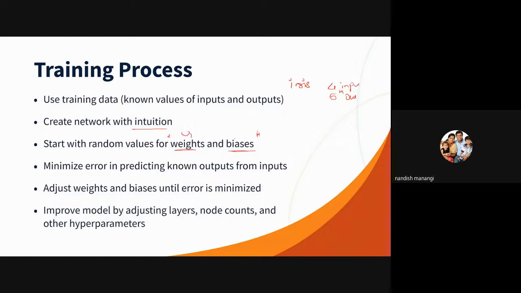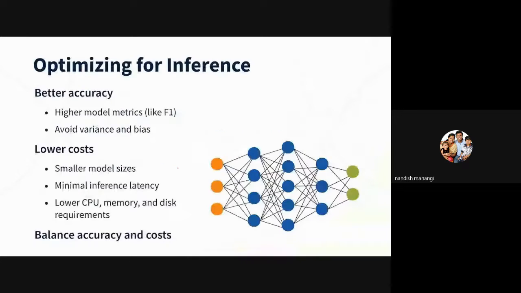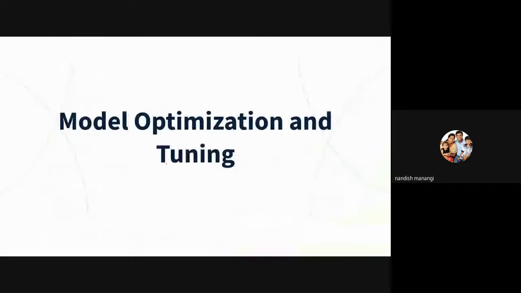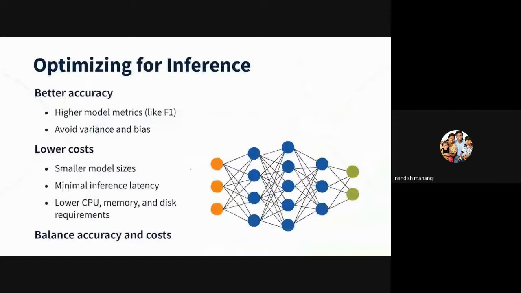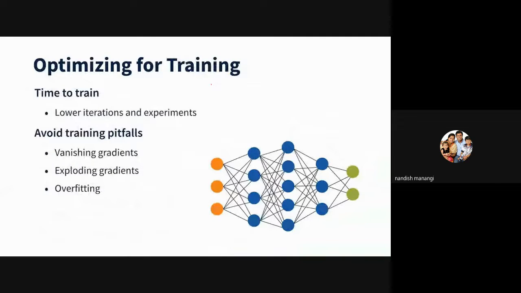Then minimize the error, which is my loss function. Okay, and also adjust the weights and bias until the loss function or errors are minimized. That is where we have to keep setting the epochs and other things. Then improve the model, adjusting the layers, node counts, and also hyperparameters. Hyperparameters include things like optimizers. All these are hyperparameters. So now, how to set up the model optimization and tuning? We can do it in 2 ways. One, optimizing for inference, and the other one is optimizing through training. So these are the 2 methods of optimizing any deep neural network.